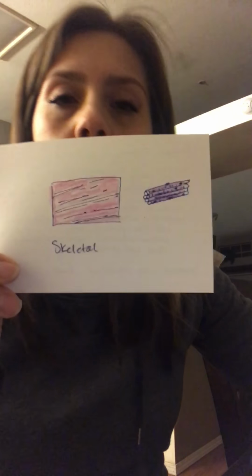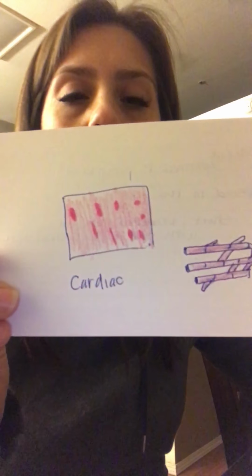The skeletal is attached to the bones and is basically around entrance points of the body. This will cause voluntary movement, produces heat, and protects organs. This is what the skeletal looks like. Then we have the cardiac. The cardiac contracts to pump blood, and it's located on the heart. So this is what that would look like.